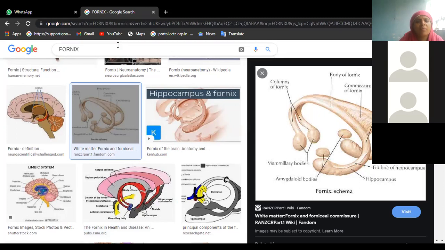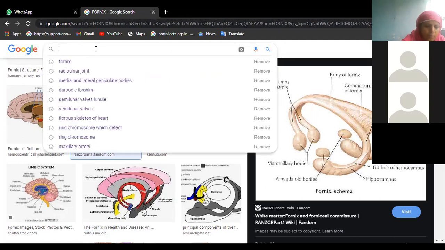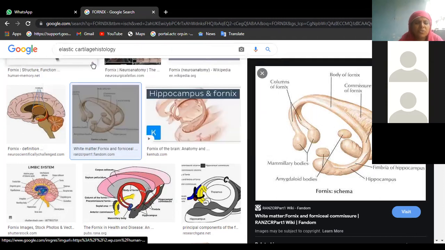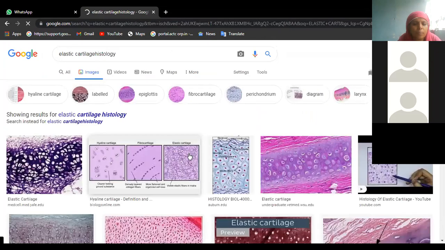Then we have elastic cartilage. Let me take you to elastic cartilage histology. Can you tell me what is present in elastic cartilage histology? We did it. At least tell me examples. One of you has shared the picture also in our group previously.